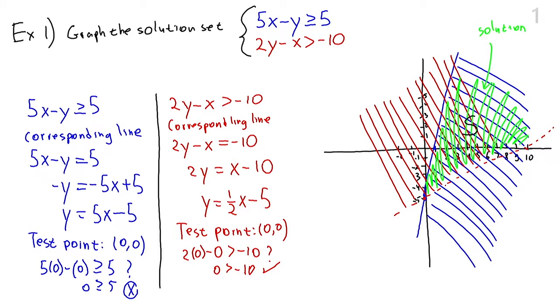And so the procedure is similar to solving a system of linear equations with graphing, except there's this extra step of shading the half plane. You can also check your solution by picking any point in your solution region and plugging it into both inequalities and verifying that they are true.